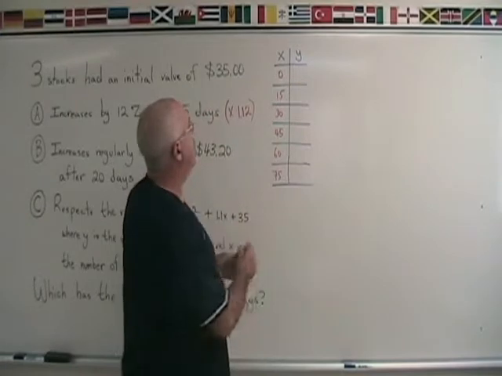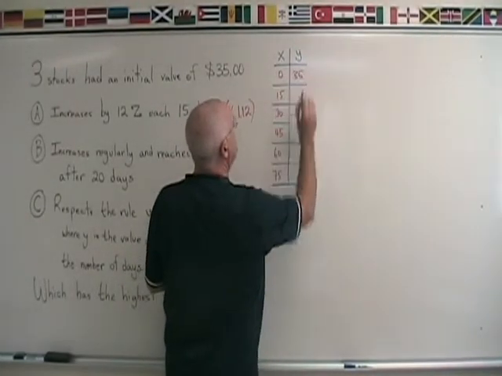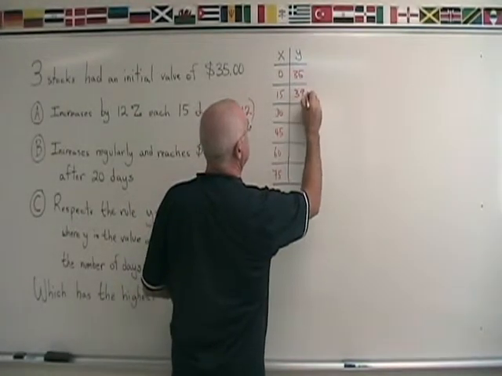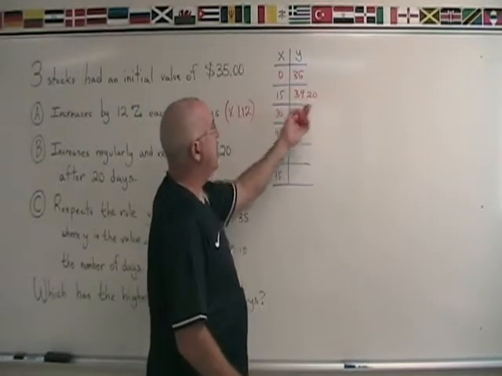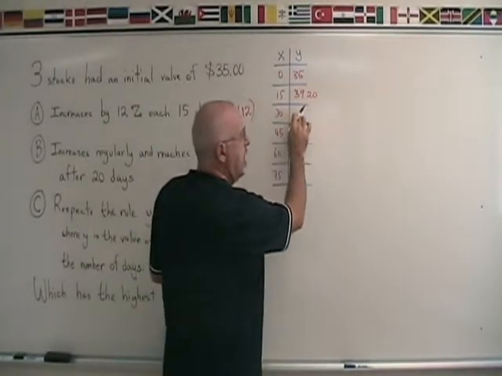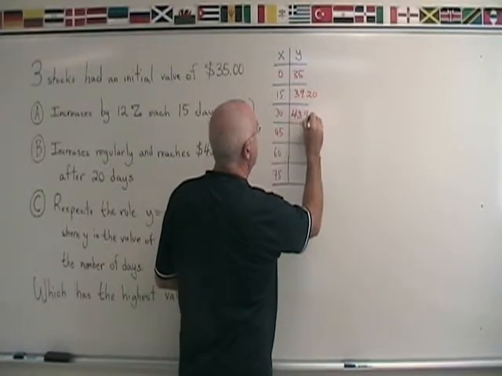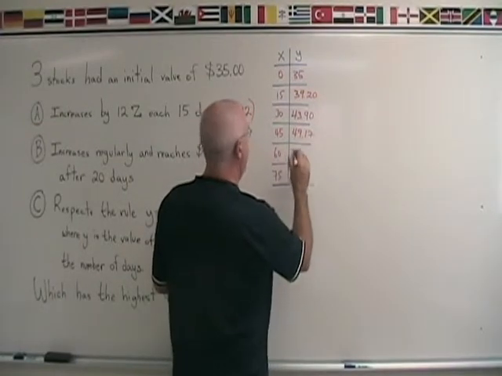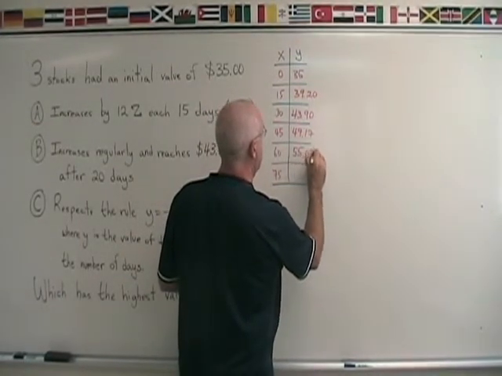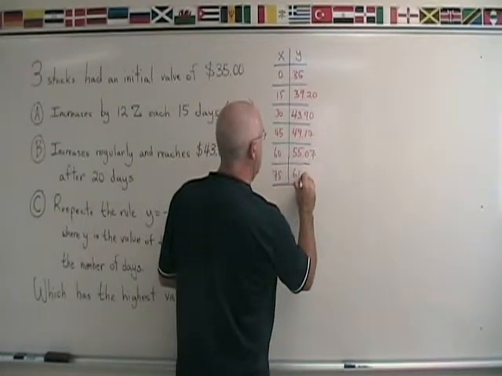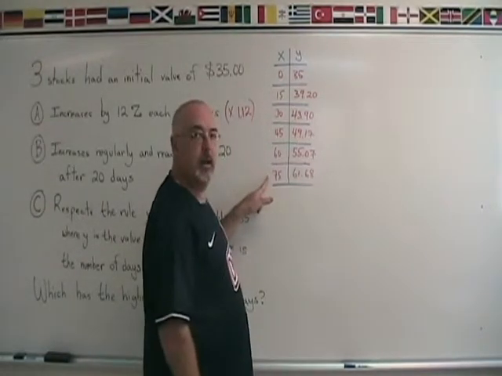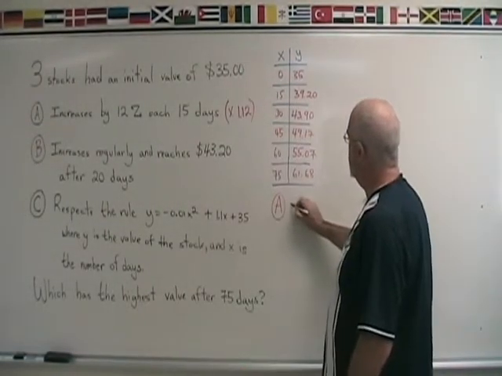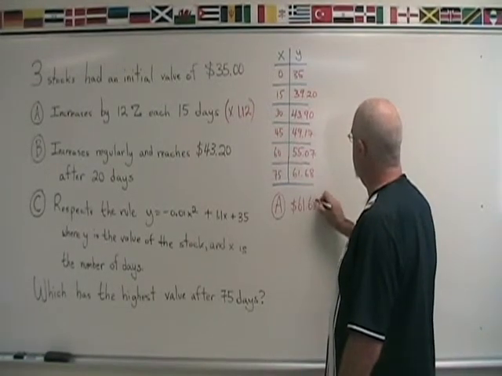If we take our initial value of $35 and multiply it by 1.12, we get $39.20. Then we multiply that value by 1.12, and we get $43.90. Continuing in the same way, we get $49.17, $55.07, and $61.68. This means that after 75 days, stock A has a value of $61.68.